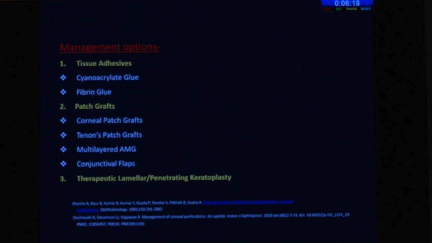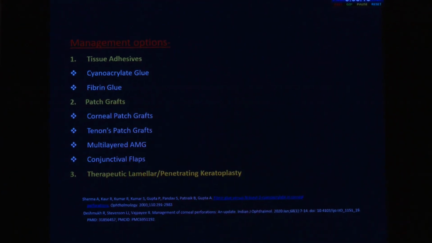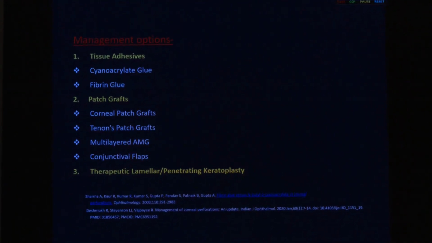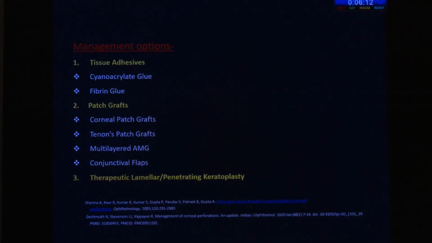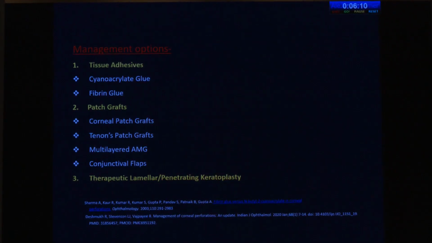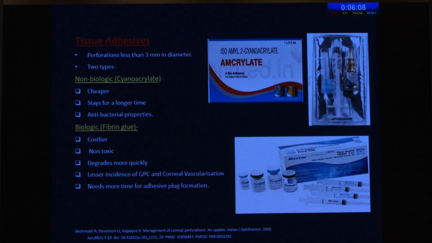These are the various management options which are available. We can choose the best suitable option for our patient depending on the size, location and etiology. We'll discuss each option one by one. So tissue adhesives are more suitable in perforations which are less than 3 to 4 mm in diameter. We can either use a cyanoacrylate glue or we can use a fibrin glue.